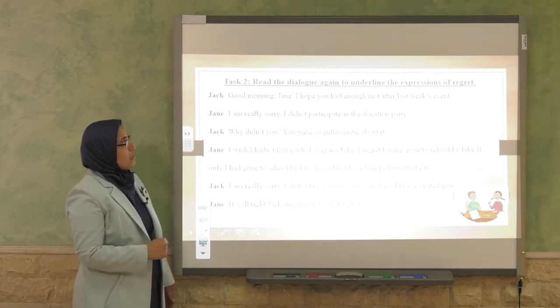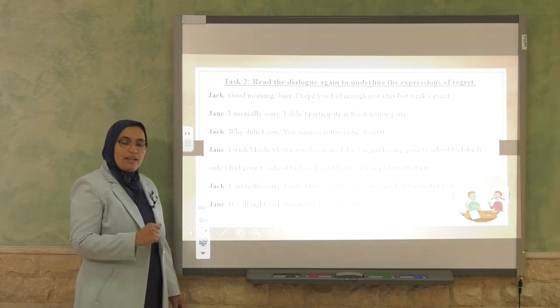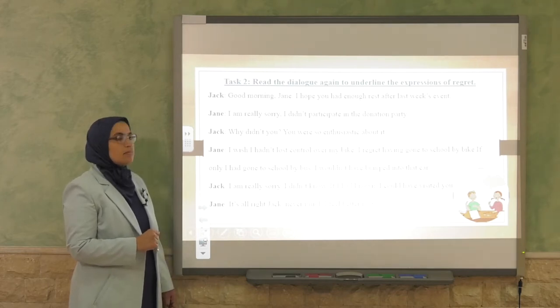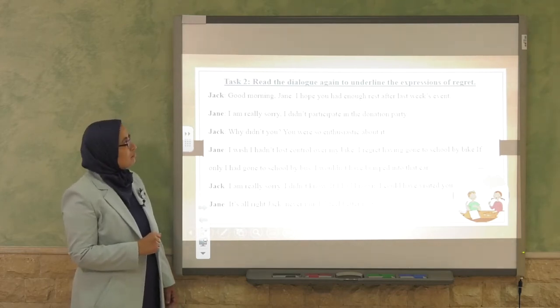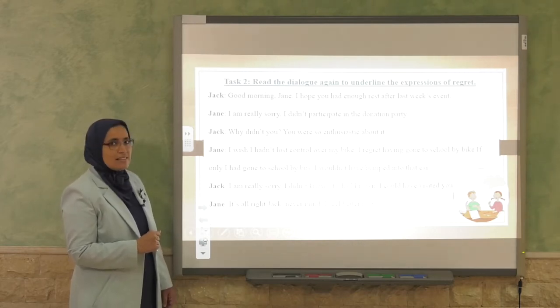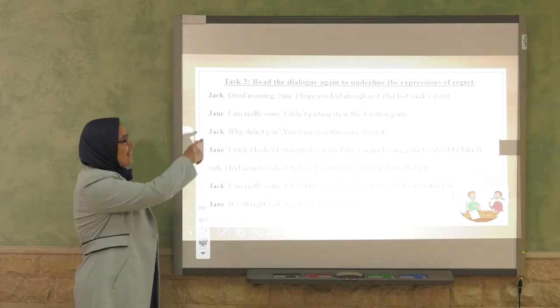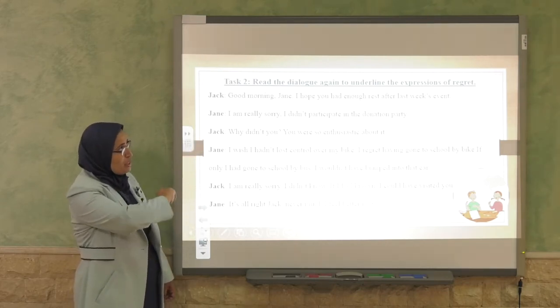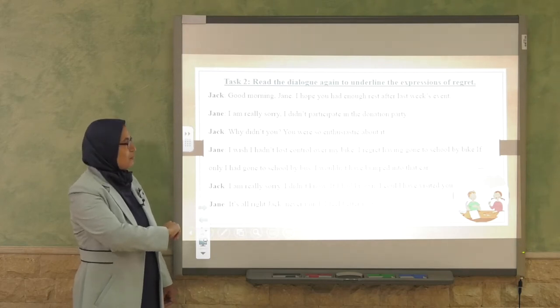Task 2, read the dialogue again to underline the expressions of regret. Can you see them? Where are they? Great! I'm sorry. Why is she sorry? Because she didn't participate in the donation party.